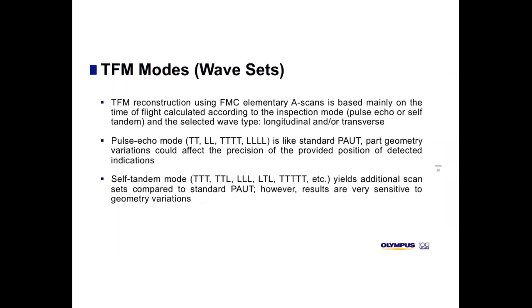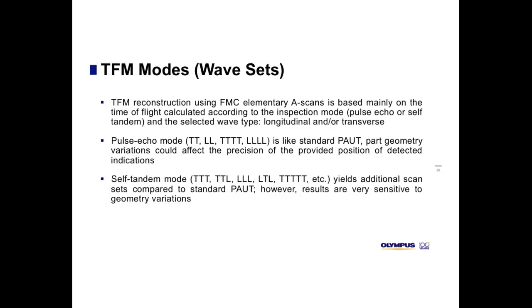TFM reconstruction using FMC elementary A-scans is based mainly on the time of flight calculated according to the inspection mode, pulse echo or self-tandem, and the selected wave type, longitudinal or transverse. And here we have two main modes. Pulse echo, which can be TT, T is for transverse, LL for L, or 4T or 4L, which is like standard phased array.